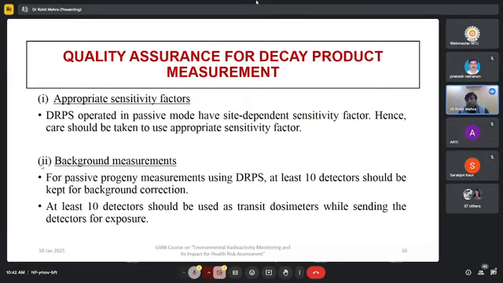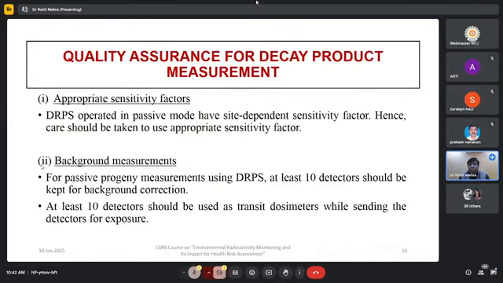Like, 1 track is basically the effect of the damage caused by the alpha particle on our LR115. So if we were having 1 track per centimeter square per day, we generally call it 50 becquerel per meter cube.